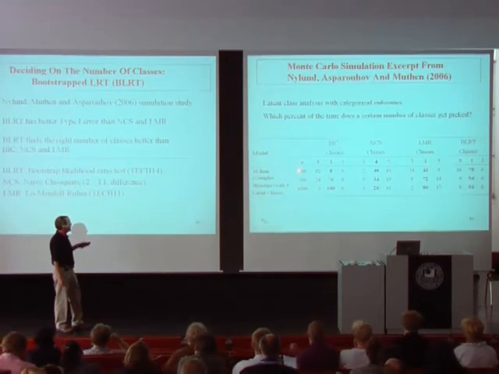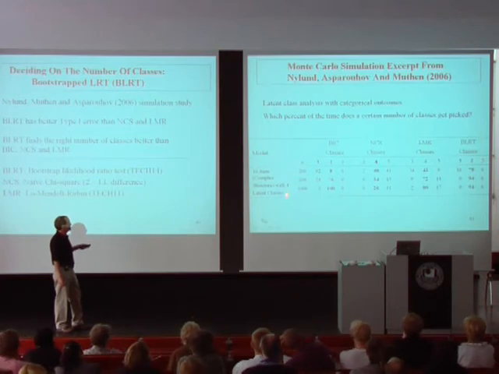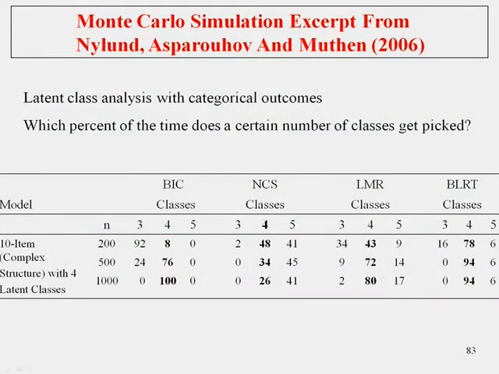And the 3 rows are different sample sizes. For instance, if you look at sample size 500, this says the correct number of classes is 4, and BIC picks the right number of classes 76% of the time, but 24% of the time it picks too few classes. So the general finding is that BIC tends to underestimate the number of classes a little bit, particularly if you have a small sample. Then you're very poorly situated if you use BIC. If you have a large sample, you always pick the right number of classes according to this simulation.